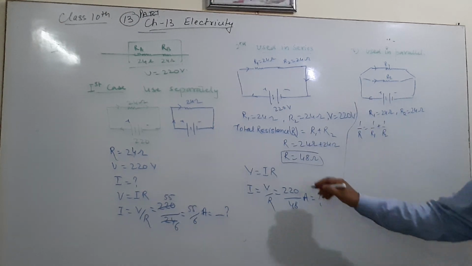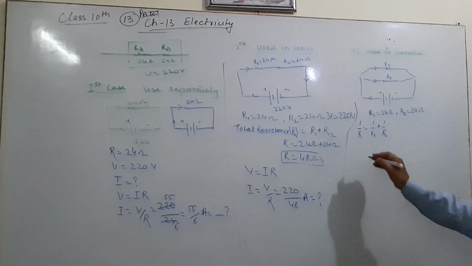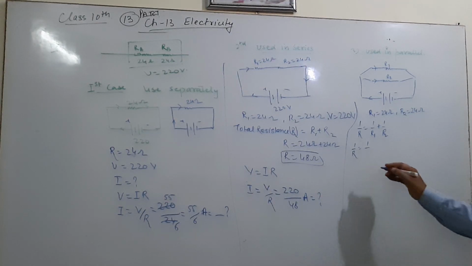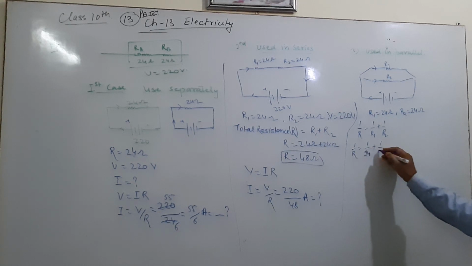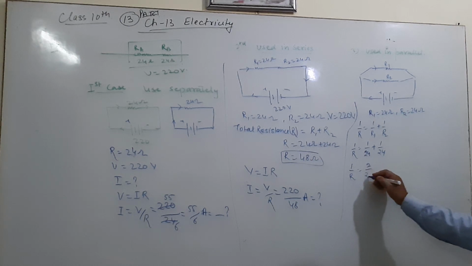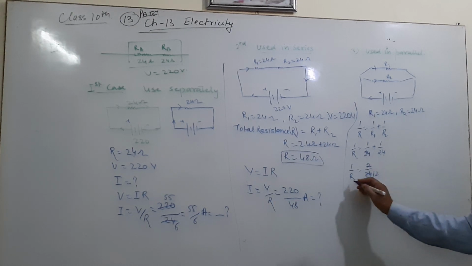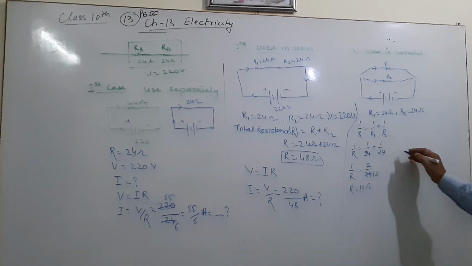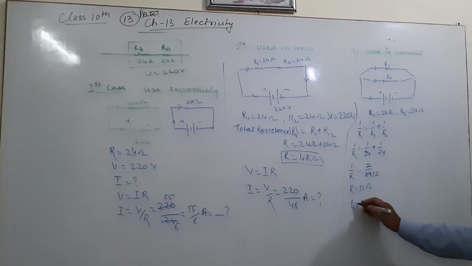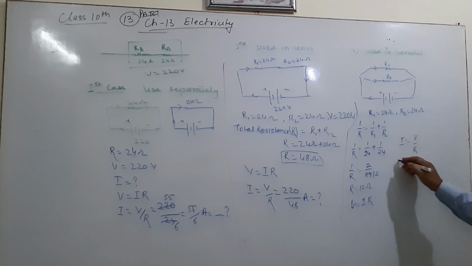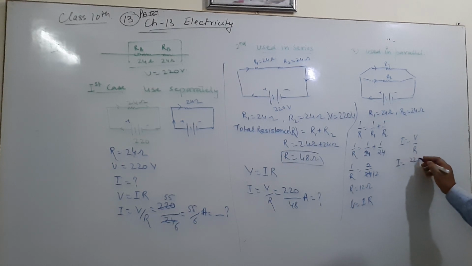Now 1 upon R is equal to 1 upon R1, what is R1? It is 24, plus 1 upon 24. After taking the LCM, this is your answer. Then R is equal to 12 ohm. Then what is I? V is equal to IR, then I is equal to V upon R. What is V? 220 upon R, 12, and we have to simplify.